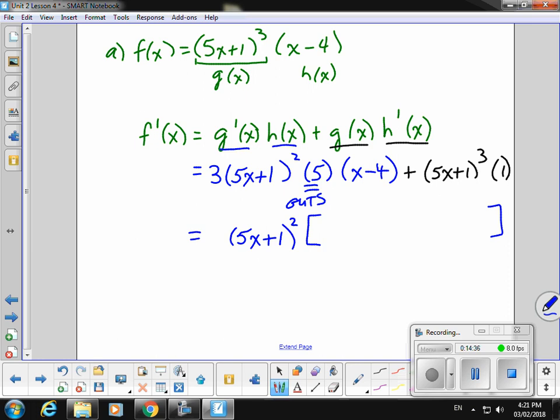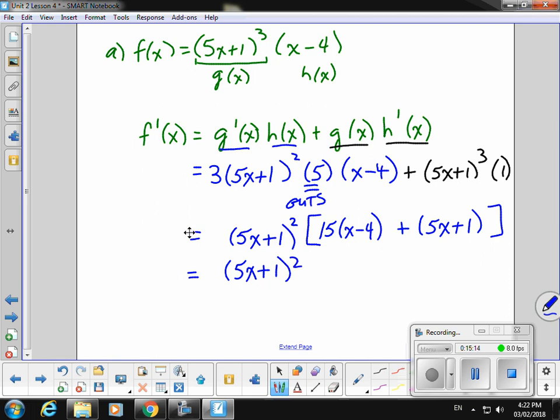Okay. For the blue pile, I have 3 times that, times 5, times x minus 4. So I have 15 times x minus 4. For the black, the second half, I have 5x plus 1 cubed, and I've already factored out 5x plus 1 squared, so I'm going to put 5x plus 1. This is really helpful for later on when we go to look for graphing things or looking for x-intercepts or zeros and whatnot. Leaving it in factored form is best form.